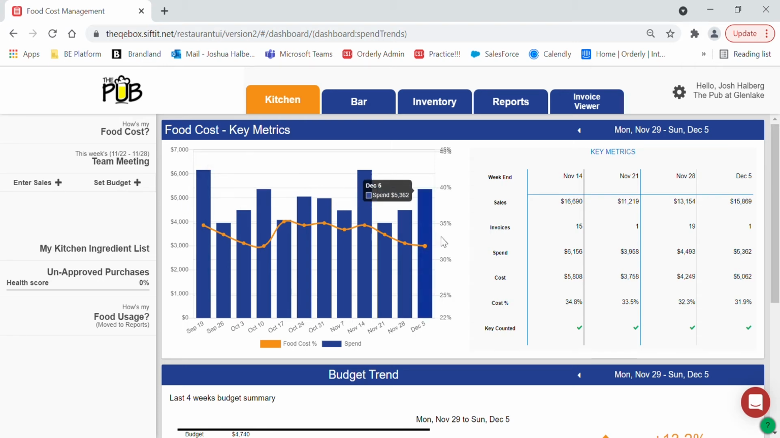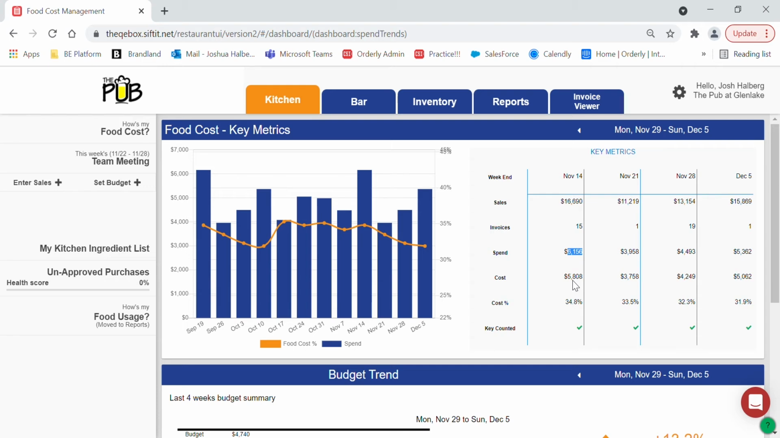Let's begin by looking at the table on the right and key metrics. Notice that we're providing you with the last 3 weeks of data as well as the current week. The first row that we're going to look at is sales related to food items, how many invoices were snapped that week, your spend, which is taken off of your invoices, the cost.